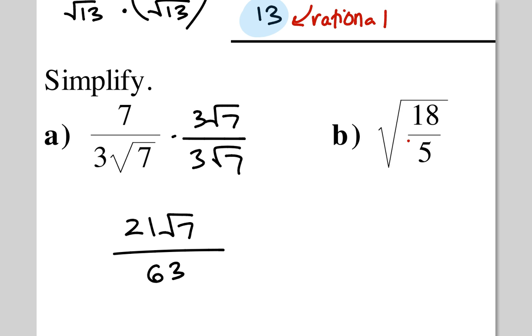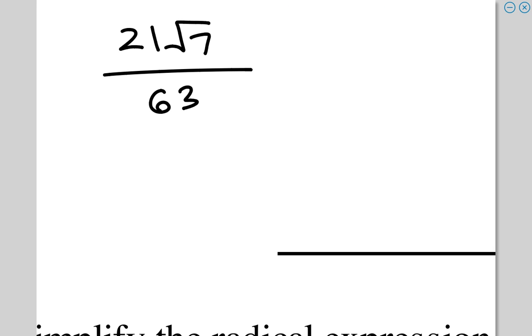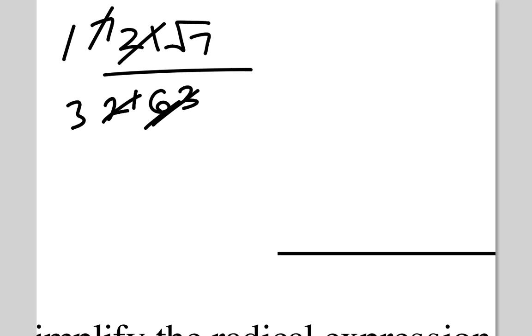21 and 63 both divisible by 3, yeah? Divide by 3, you get 7. Divide by 3, you get 21. You can keep going. Divide by 7, you get 1, you get 3. So it's root 7 over 3. Holy smokes. Do you need to know some times tables in this class, right?